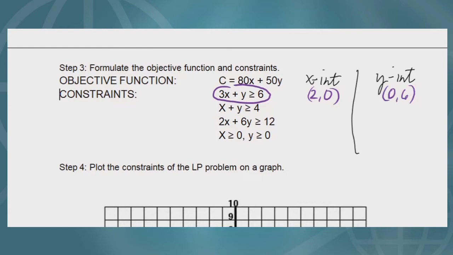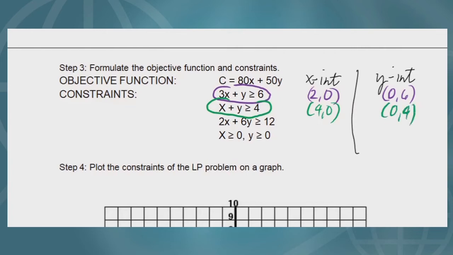Then, let's proceed to our second inequality. This one is given by x plus y greater than or equal to 4. So, x-intercept, cover y. We know that is just 4 comma 0. And then y-intercept, ganun din, 0 comma 4.